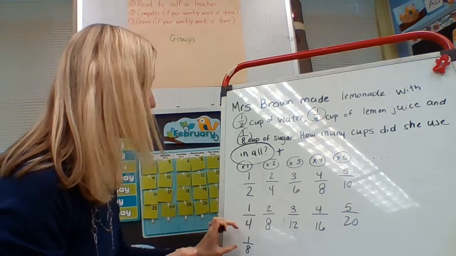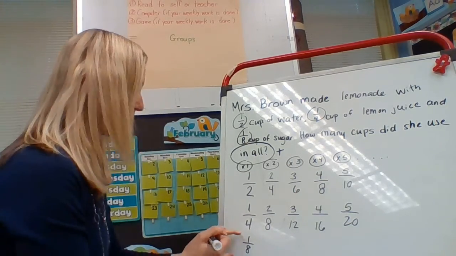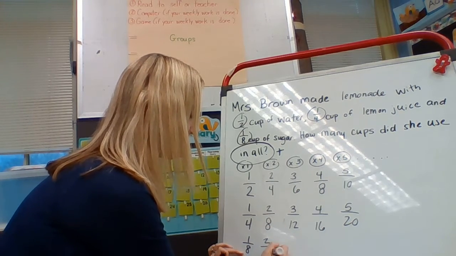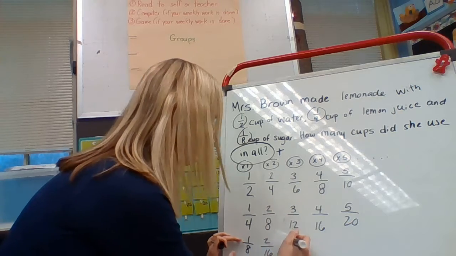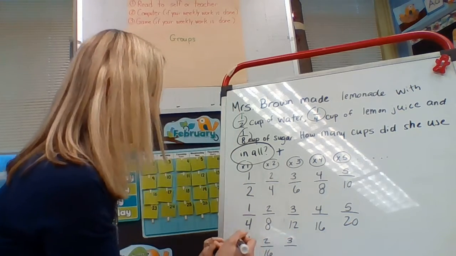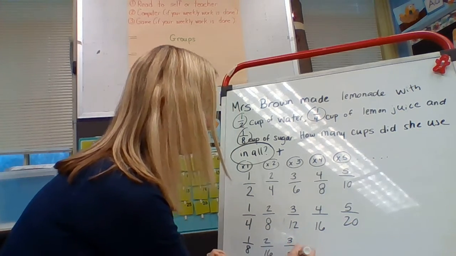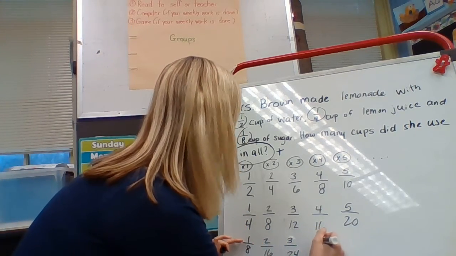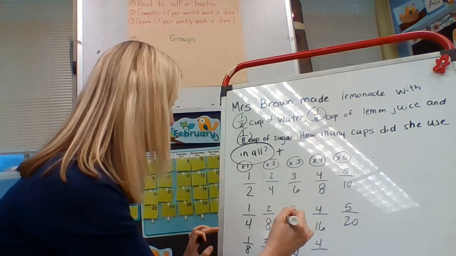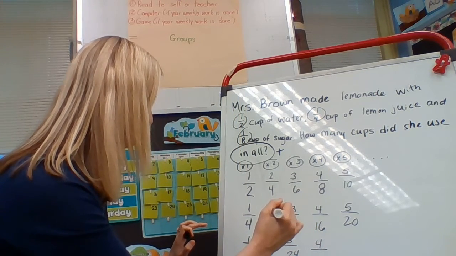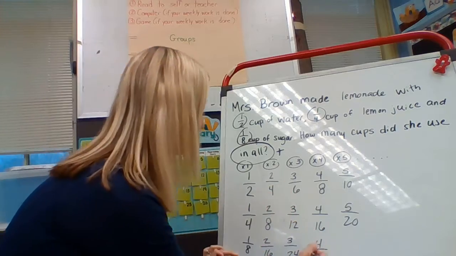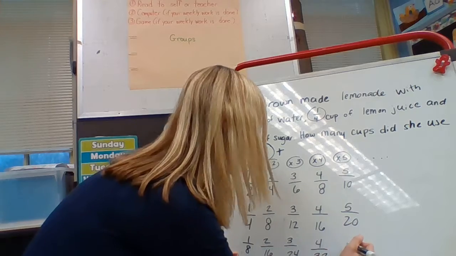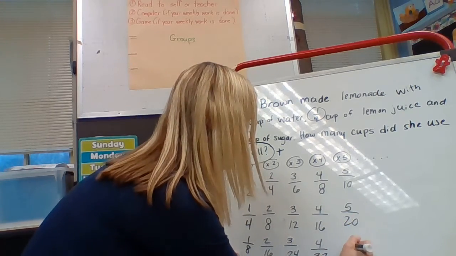All right, here we go. 1/8. All right, 1 times 2 is 2. 8 times 2 is 16. 1 times 3 is 3. 8 times 3 is 24. All right, moving along. 1 times 4 is 4. 8 times 4 is 32. 1 times 5 is 5.